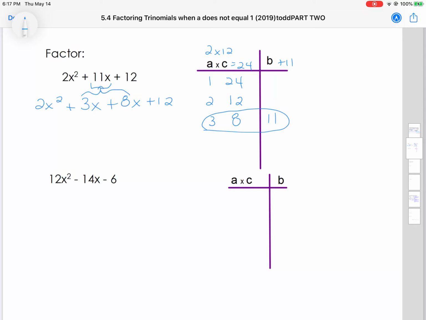Okay. Now we group factors. So these two terms and these two terms. The only factor here is going to be x. And then this one, again, is going to be 4.